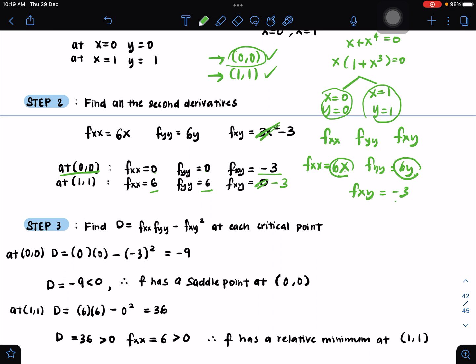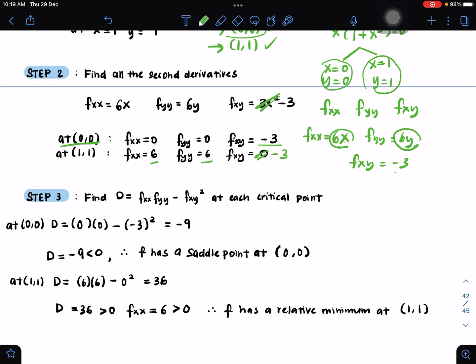Kena buat satu-satu. So kita kena cari D untuk yang kosong-kosong dulu. So untuk yang kosong-kosong, cari D guna formula fxx kosong darab dengan fyy kosong tolak dengan fxy kuasa 2. So dapat negatif 9. So bila D awak kurang daripada kosong, automatically the point here is the saddle point. Automatically kurang daripada kosong.